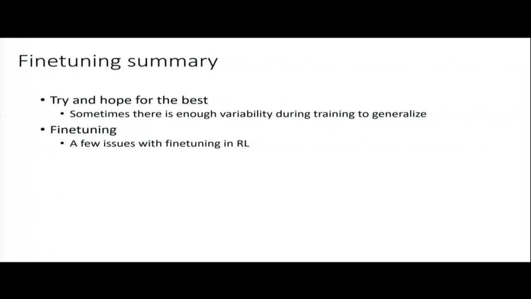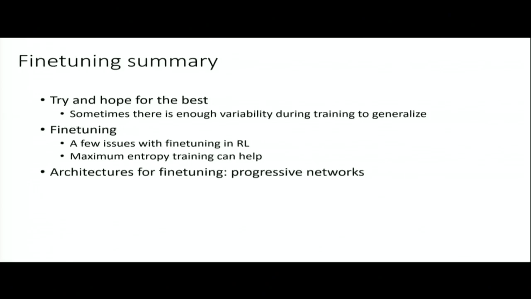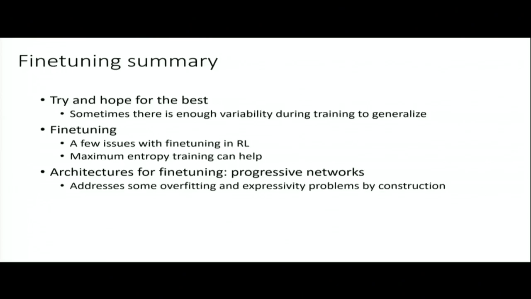They include things like the entropy collapse, where if you have a policy, that policy ceases to explore once it converges. So when you put it in a new target domain, it might not actually learn very much because it's not exploring anymore. We talked about how maximum entropy objectives can really help facilitate transfer and discussed a few results there. And then we talked about architectures that are specifically designed to be better suited for fine-tuning, like progressive networks, which address some of the overfitting and expressivity problems basically through the design of the network architecture.